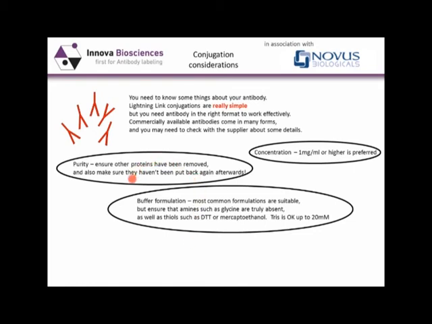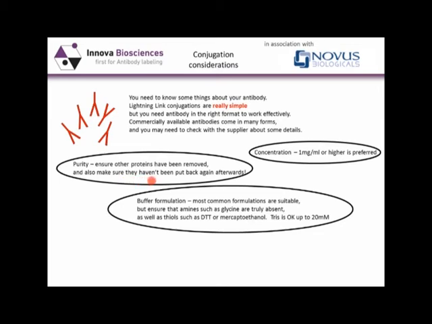Firstly, ensure that your antibody is pure. Make sure that other proteins have been removed. So for instance, a lot of antibodies are now grown in tissue culture supernatant and are purified with a protein A or protein G chromatography step. However, some are actually sold in the format of the tissue culture supernatant, and some polyclonal antibodies may be sold as unpurified serum. So make sure you're clear that purification has taken place.